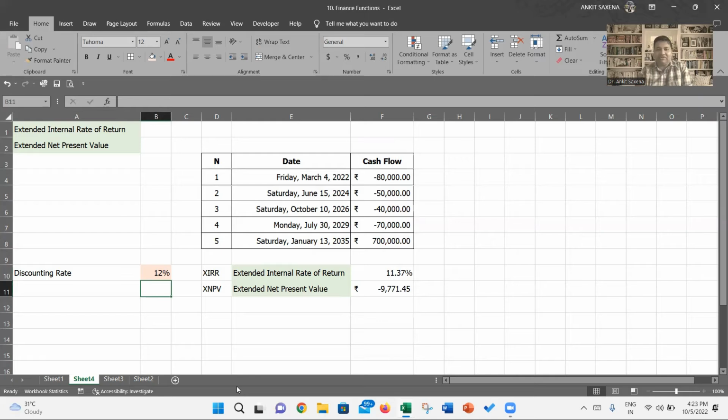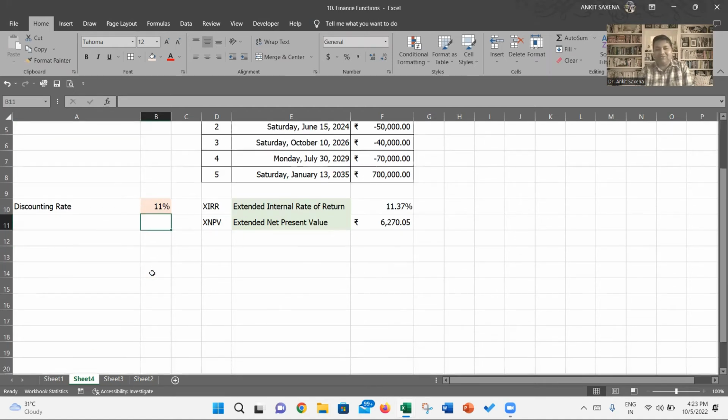If the inflation rate goes beyond this, my NPV, net present value, will be negative. However, if it is less than 11.37%, I'll get a positive answer. So this is one simple application of this thing.